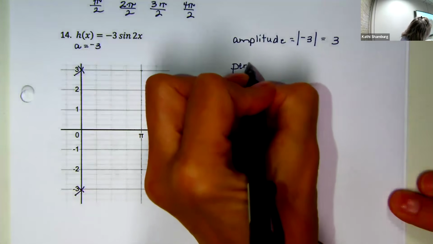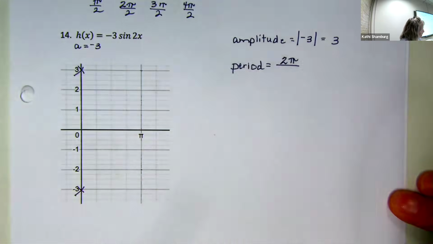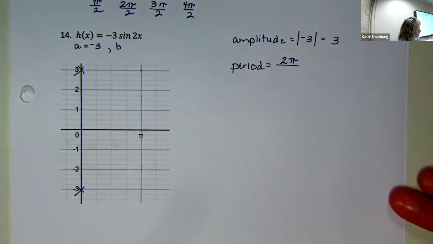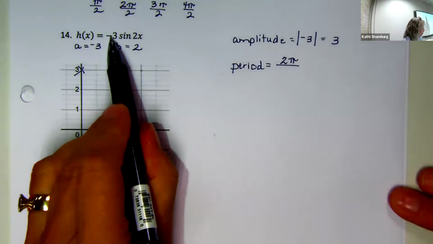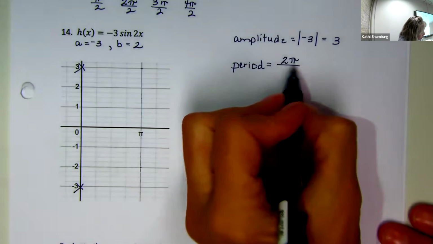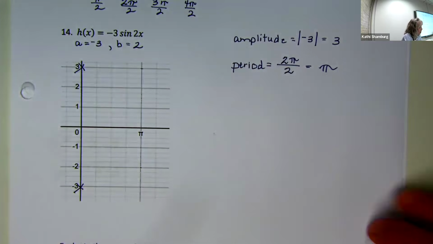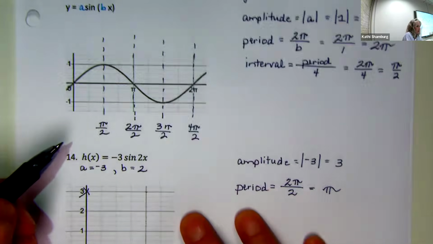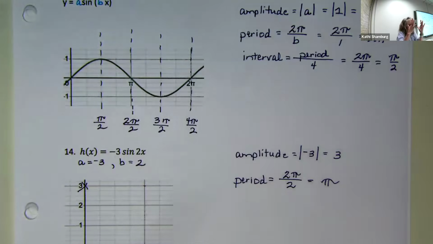All right. Period. 2 pi over B. Okay, well, what is B in this problem? What number? 2. Here's your A, here's your B. Okay, so we're going to do 2 pi over 2 or just pi. So a complete cycle is going to cycle in between 0 and pi, where up here the complete cycle went from 0 to 2 pi. So it's kind of going to be squished in more.